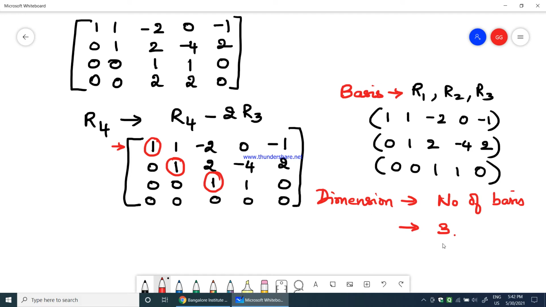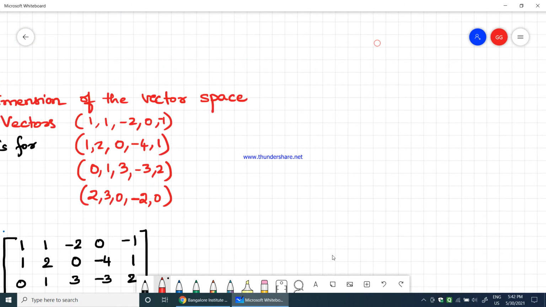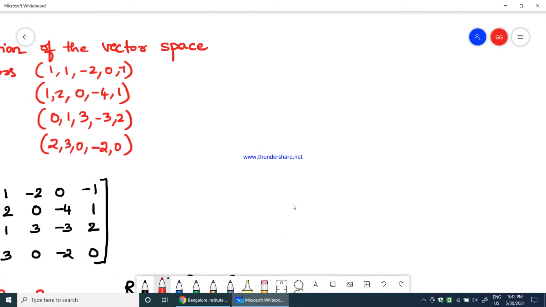So this is the basis and dimension that you found for the row space for a given vector space. Okay. Now I'll go with column space. Now what is column space? I'll just take the same vectors, but now I'll write it column wise.